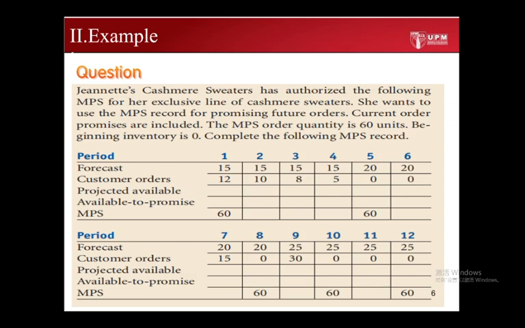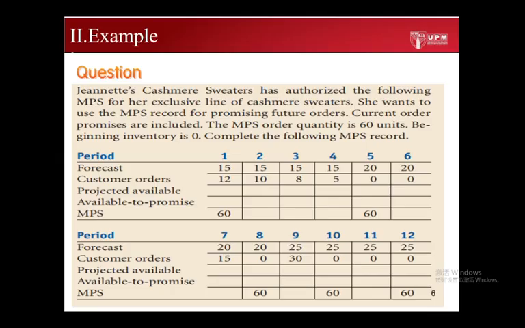I want to show an example. United Cashmere Sweaters has authorized the following MPS for her exclusive line of cashmere sweaters. She wants to use the MPS records for permitting future orders. Current orders are included. The MPS order quantity is 60 units. Beginning inventory is 0. Complete the following MPS record.